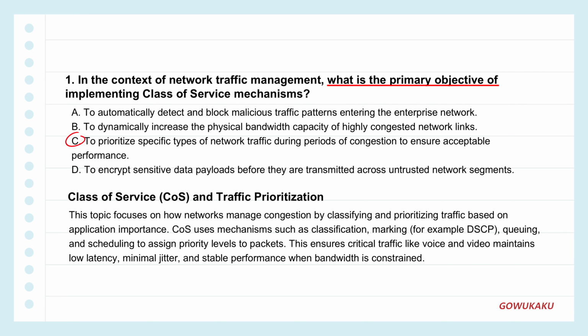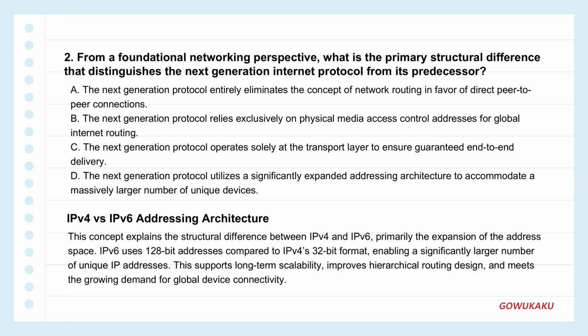Okay, cool. But to prioritize that traffic, you first need to be able to identify and address the billions of devices sending it, which brings us to the structural evolution of the Internet Protocol. Ah, yes. The big shift. Right. So question 2. From a foundational networking perspective, what is the primary structural difference that distinguishes the next-generation Internet Protocol from its predecessor? Let's run through the options. A.